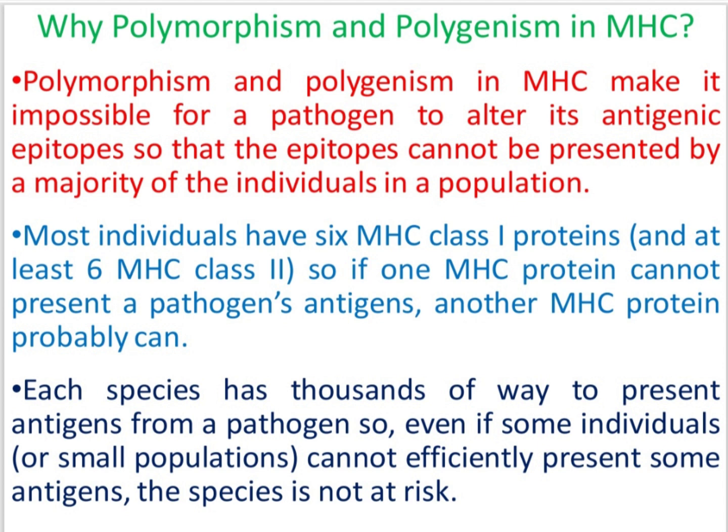Each species has thousands of ways to present antigens from a pathogen, so even if some individuals or small populations cannot efficiently present some antigens, the species is not at risk.